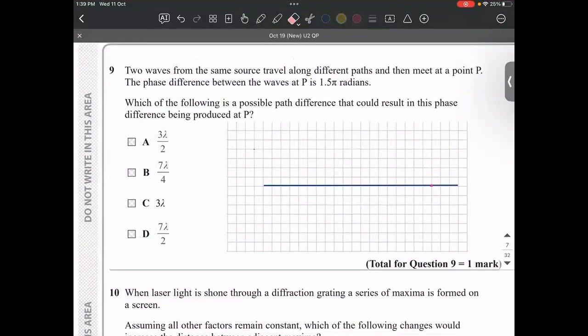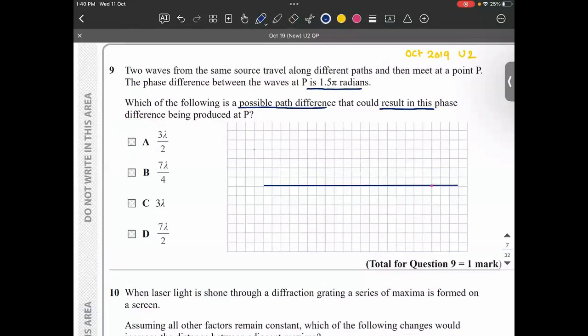So this is from October 2019, Unit 2 question. So here, two waves from the same source travel along different paths and then meet at a point P. The phase difference between the waves at P is 1.5 pi radians. So the phase difference between these two waves is 1.5 pi. And now the question is, which of the possible path differences could result in this phase difference being produced at the point P?